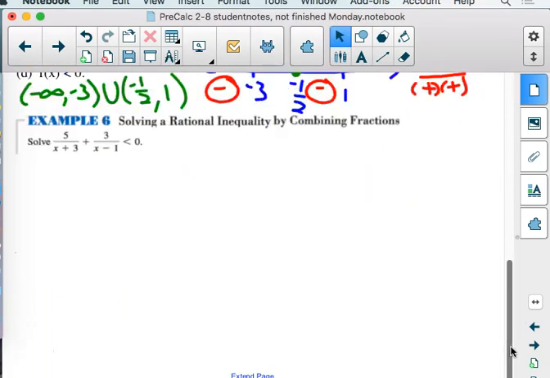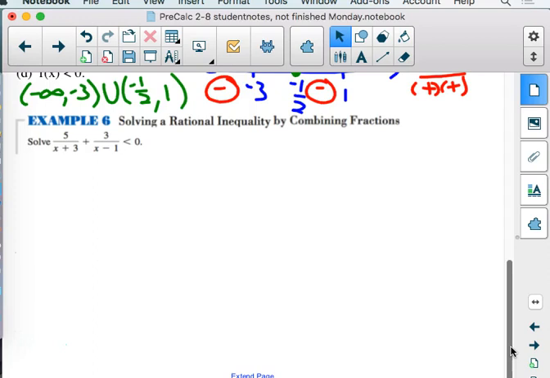Down here in example 6, we've got solving a rational inequality by combining fractions. So this one says 5 over x plus 3 over x minus 1 is less than 0. And if we looked at this and thought about what we've been doing recently, we might say, you know what, let's multiply everything by the LCD so we don't have fractions. Bad idea.